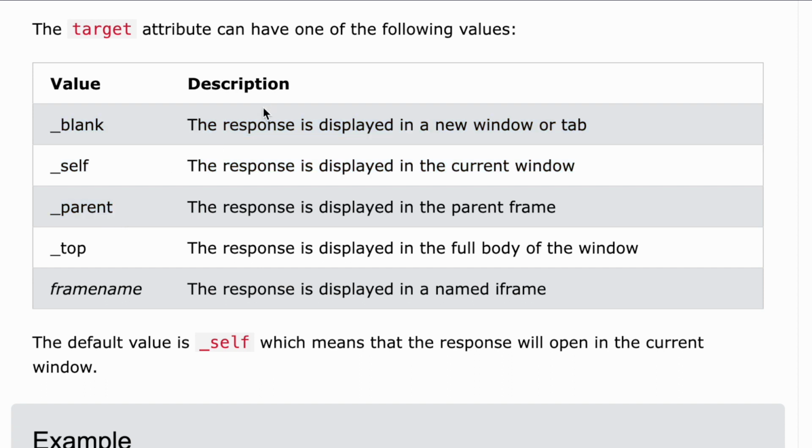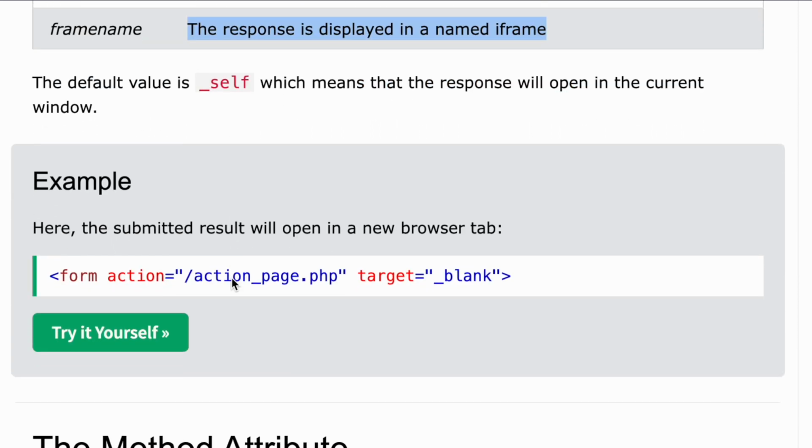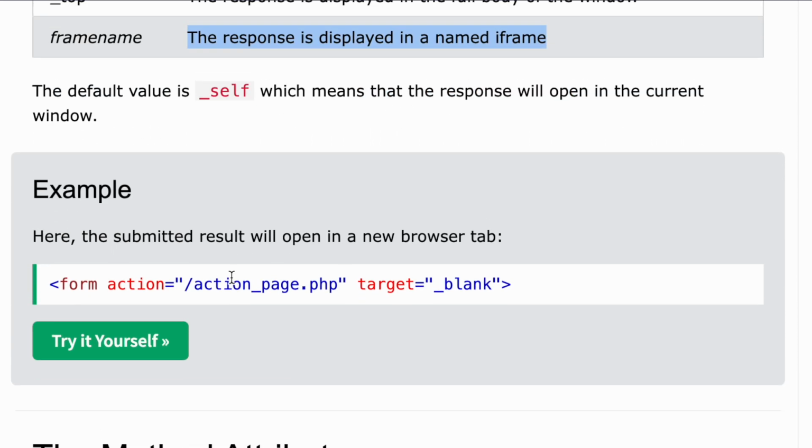If you put _blank, the response is displayed in a new window or tab. If you set the value of target to _self, the response is displayed in the current window. If the value is set to _parent, the response is displayed in the parent frame. If the value is _top, the response is displayed in the full body of the window. With framename, the response is displayed in a named iframe.